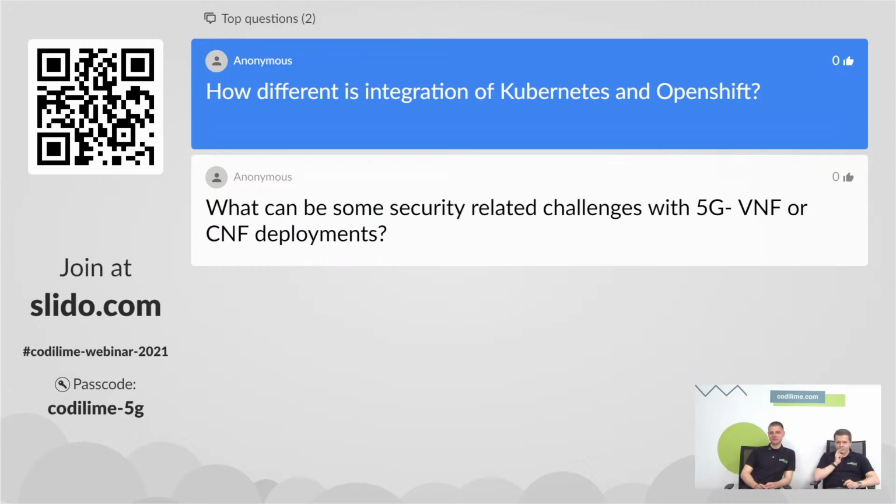And you may think that Kubernetes and OpenShift are pretty much the same. OpenShift is an enterprise solution of Kubernetes, but in fact OpenShift has built from the ground up all the components of Kubernetes or a Kubernetes-like system.